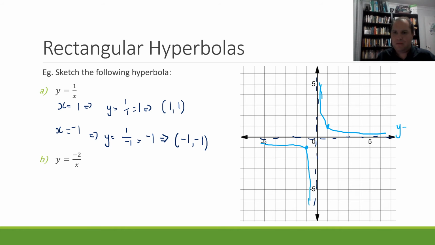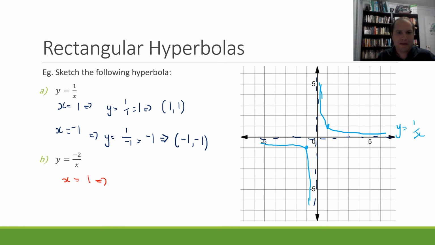Not the neatest in the world, but close enough. Right, there's the first one. Now I'm doing the second one. We've got the same asymptotes, x equals 0 and y equals 0, for our standard hyperbola. And so let's sub in those points.